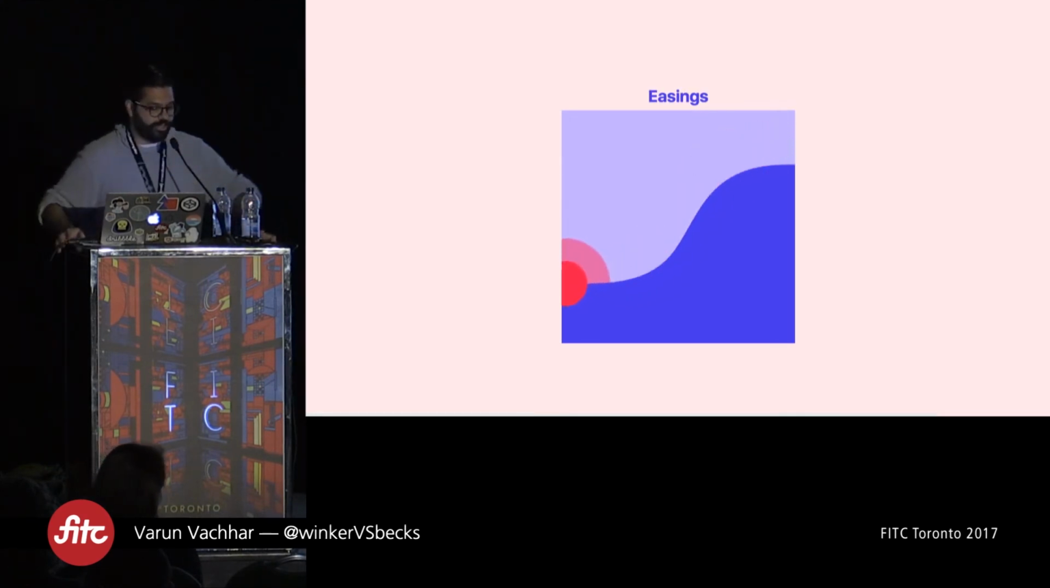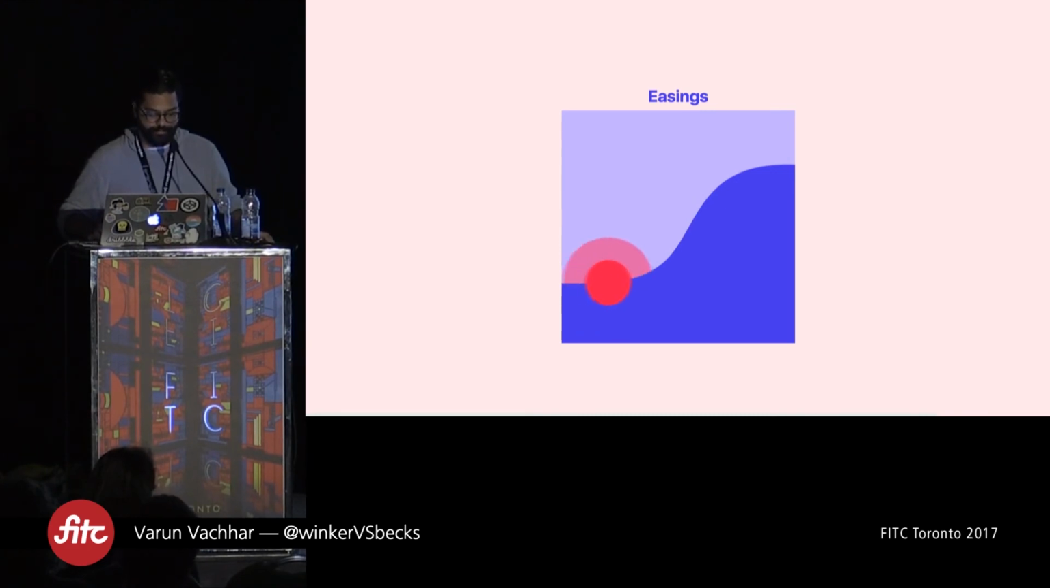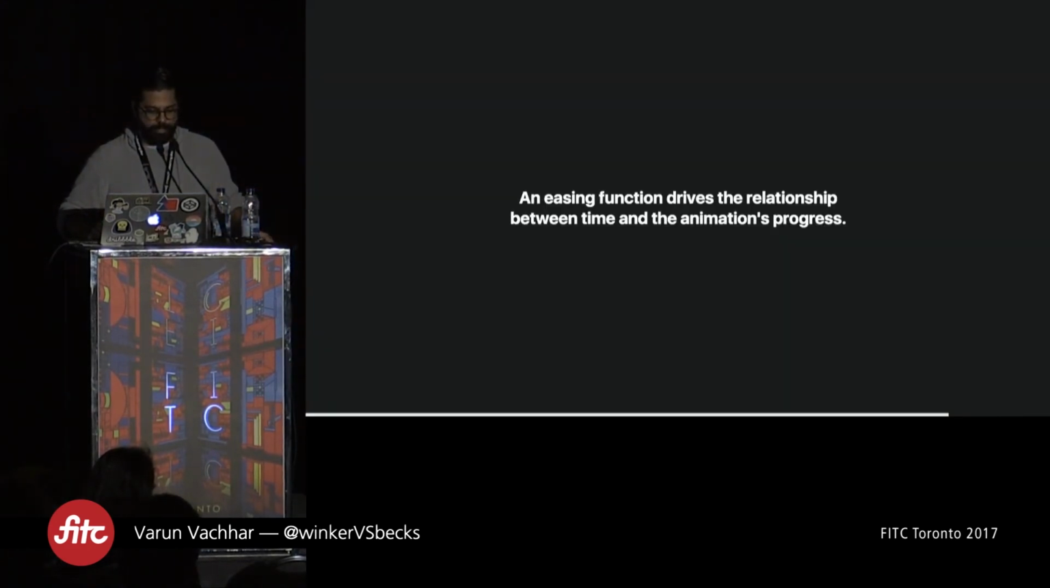And finally, I wanted to talk a little bit about easings. If you've ever done CSS animations, you've probably dealt with some kind of easings, right? When we create our animation, we specify what kind of easing we want, whether it's linear or a sine wave or cubic or quadratic, all kinds of stuff. CSS has a lot of easings predefined, and we can simply select which one we want to apply. Each one of those easings that we choose is known as an easing function. An easing function is something that drives the relationship between time and the progress of that animation.